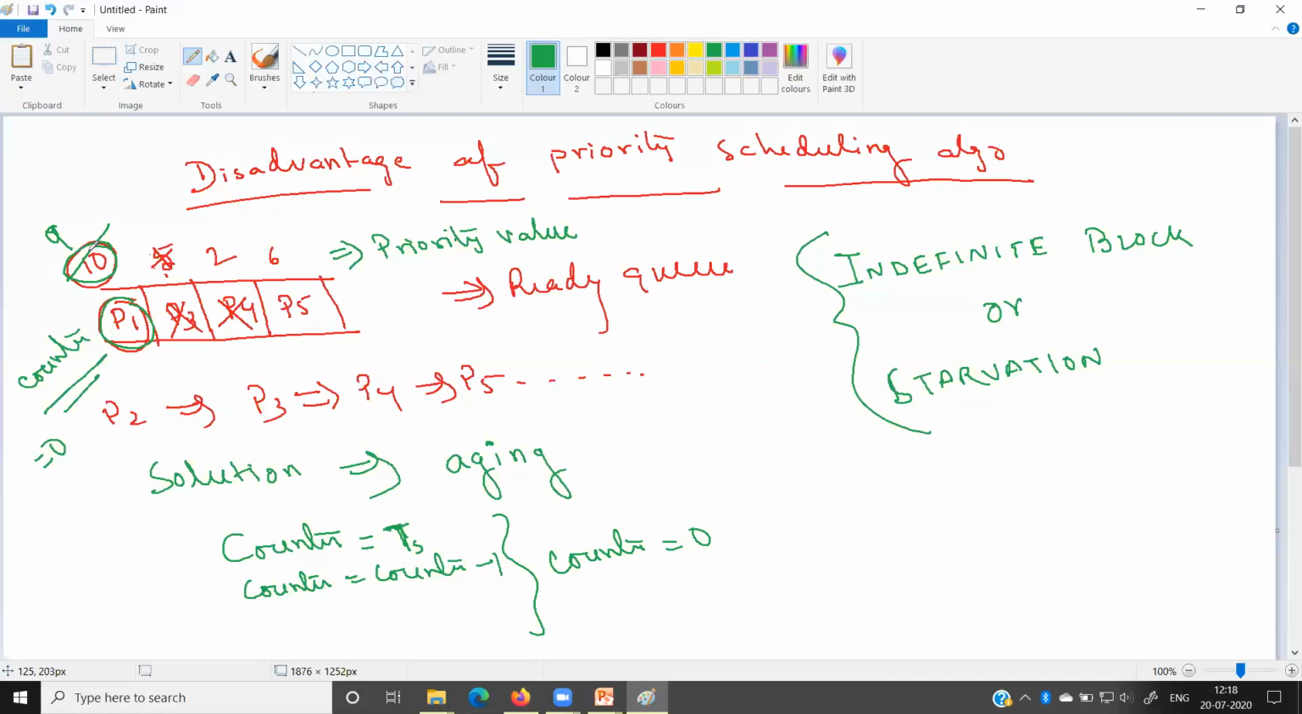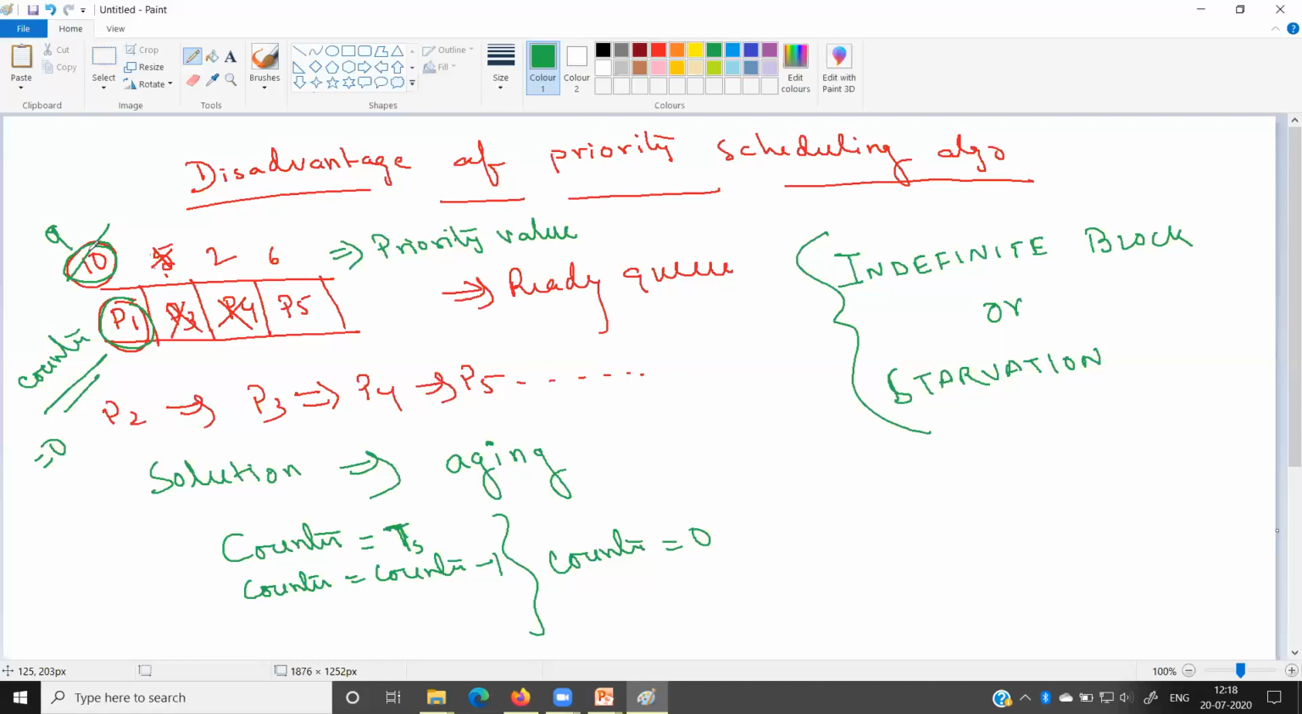Again, the counter will be assigned the timestamp value, or the counter will be assigned the 0 value. It will be incremented by 1, and when it reaches the timestamp, so in any other way you can consider either it is 0 or it is TS. It is as per your choice. So whatever the logic is, the counter will be assigned some value, and after execution of each process, this counter value will be incremented or decremented by 1, and when it reaches the threshold, in that case the priority value of the process will be decremented by 1.